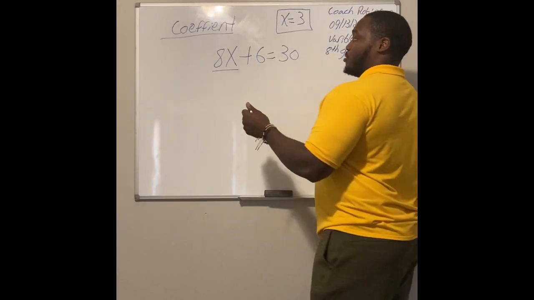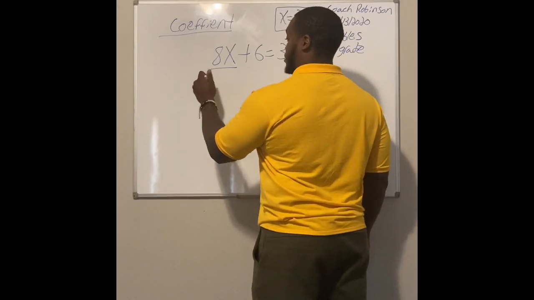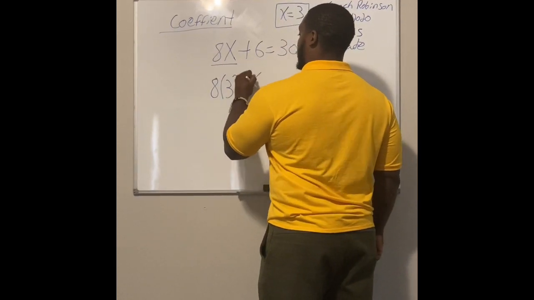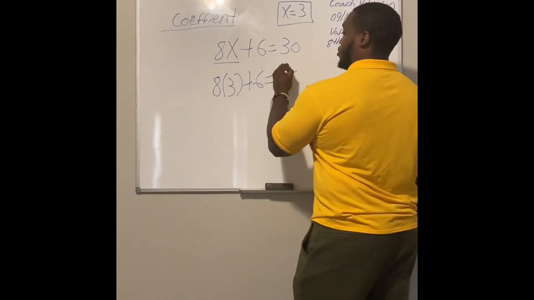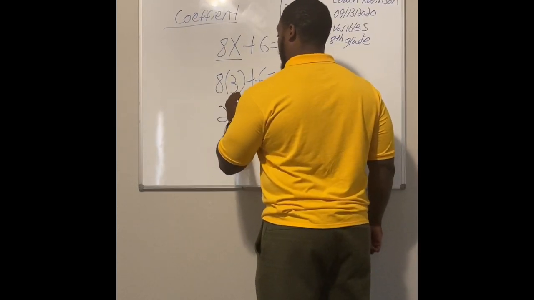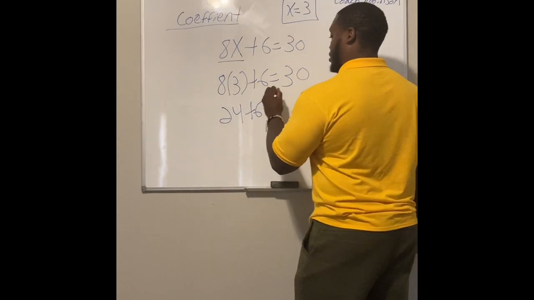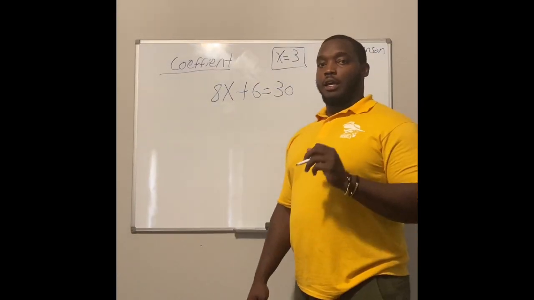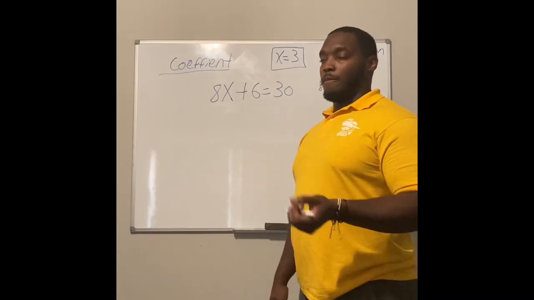So let's do the problem. This means to multiply, so this is 8 times 3 plus 6 equaling 30. We know 8 times 3 is 24. And 24 plus 6 is 30. So now let's imagine if you didn't know that 8 times 3 is 24, right?